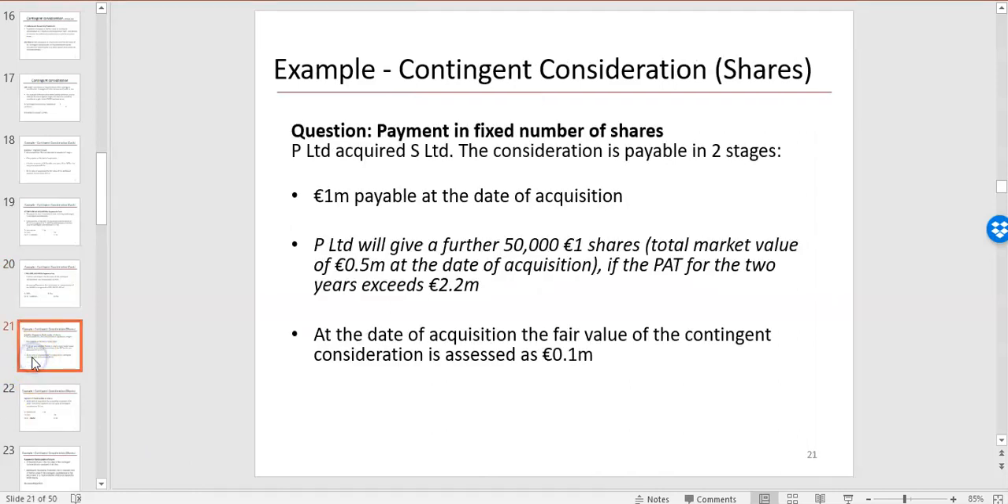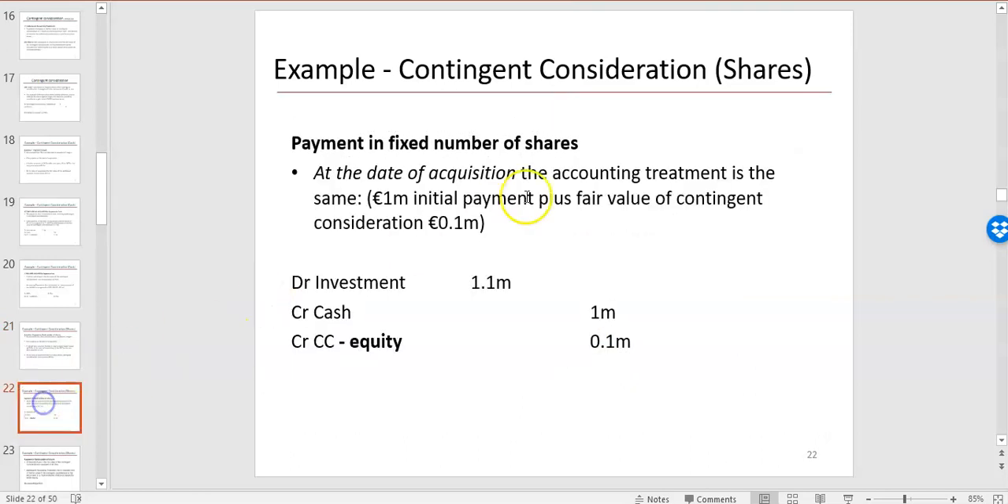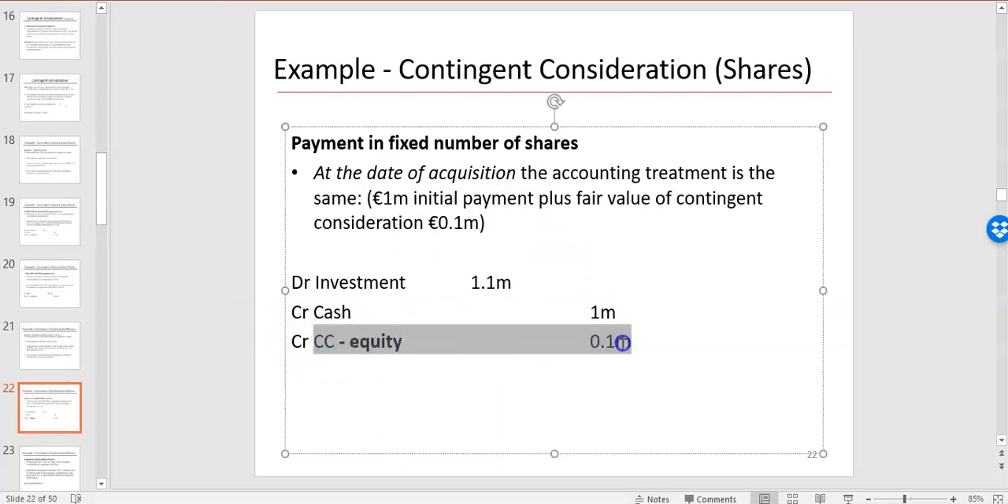So you can see the exact same example here. P acquired S in 2 stages, except the contingent consideration now is new shares, the exact same target. So the fair value happens to be the same, so that means the initial investment is the same. But look at where it's presented. It's called contingent consideration. It's presented as part of equity because it's not a liability.